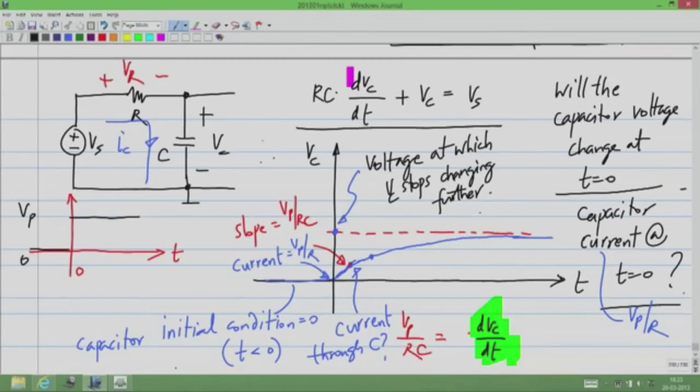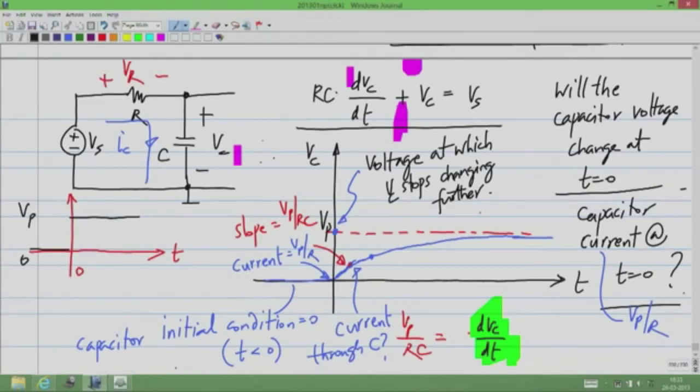Clearly, if the capacitor voltage is Vp, the voltage here is also Vp, and the resistance has 0 volts across it. So that means there is no current flowing through it. So the capacitor voltage is Vp and there is no current through the capacitor. So that means that the capacitor voltage will not change at all. So this would be equal to Vp.